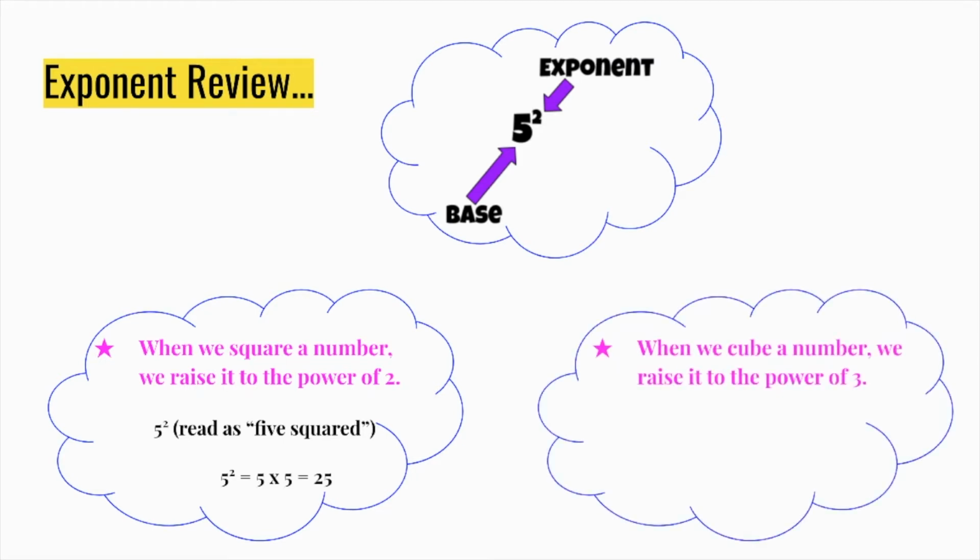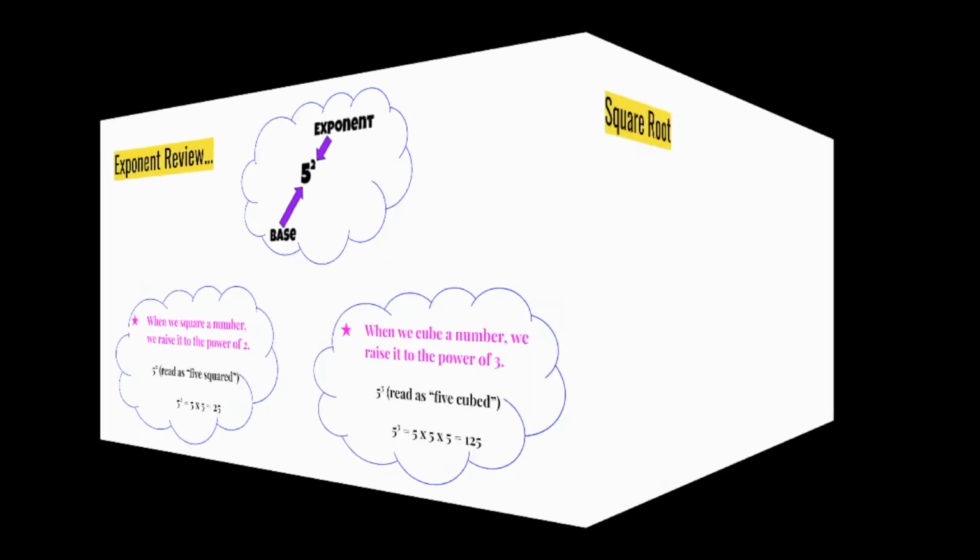And when we cube a number, that means we raise it to the power of 3, or that 3 is your exponent. So 5 to the power of 3, which is read as 5 cubed, which would be 5 times 5 times 5, which would be 125.